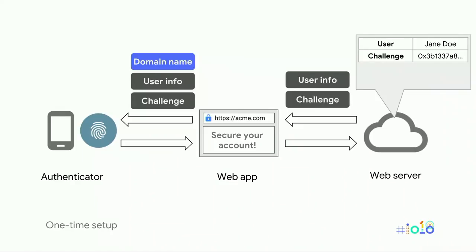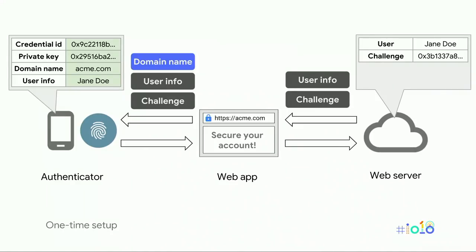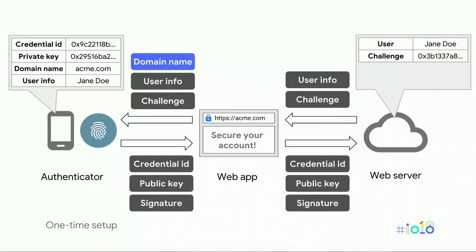Once user consent is given, the authenticator generates a new public-private key pair. It stores the private key internally, along with the credential ID, user information, and importantly, the domain name this credential belongs to. Then, the API call is resolved with the public key credential, which contains the unique identifier, the public key, and the signature calculated over the challenge, the domain name, the public key, the credential ID, and some other parameters. The web app then forwards these values to the server.